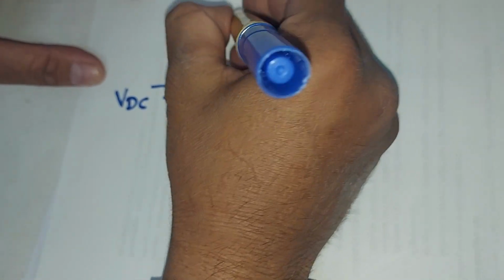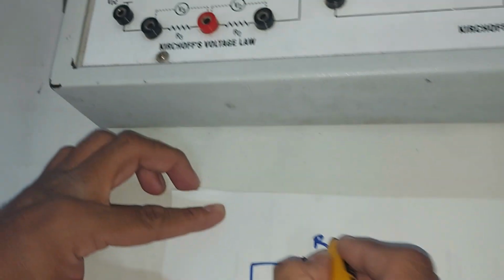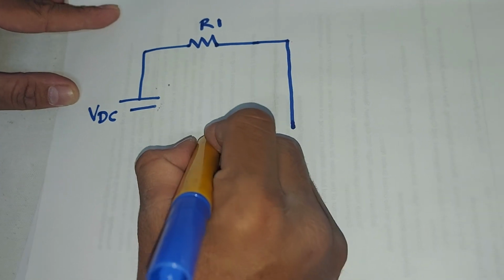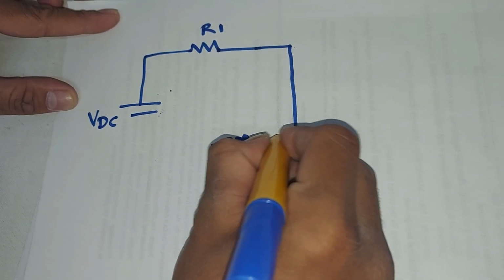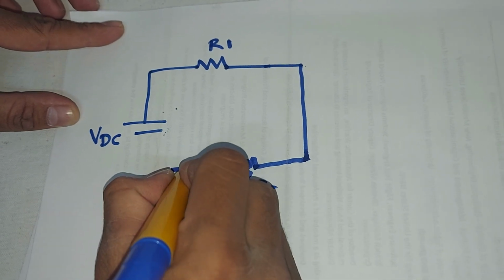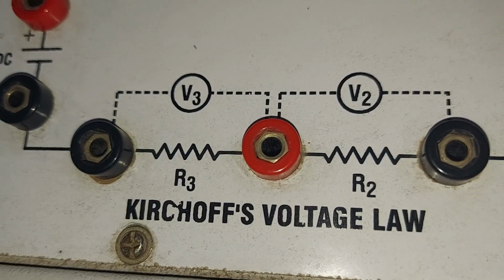And then we have connected a resistance which we will call R1. And then here we have connected another resistance which we call R2. And the third resistance is there which we call R3, and it is connected back here.